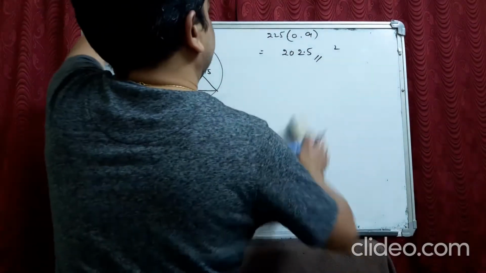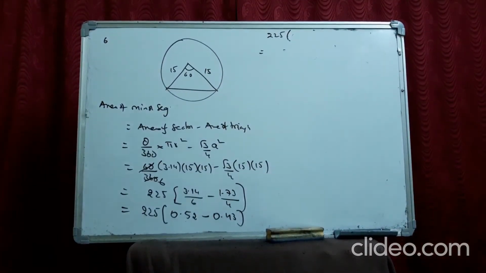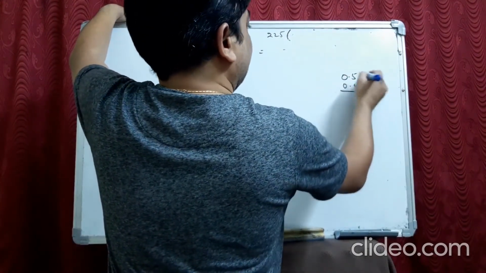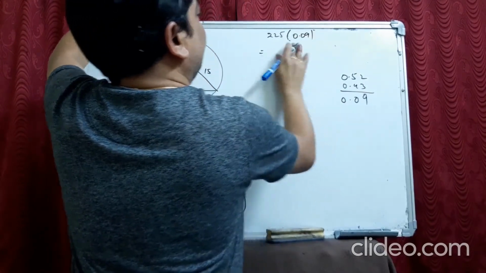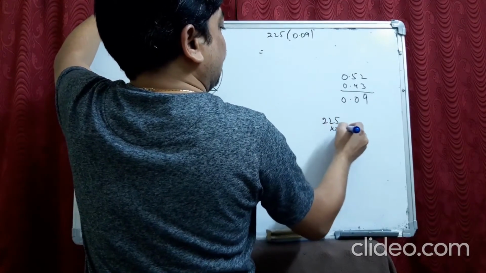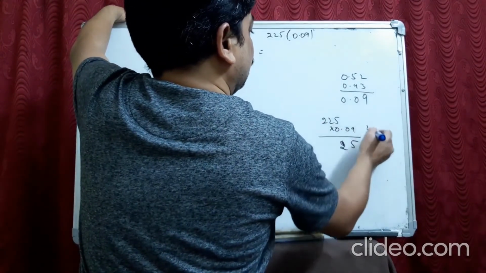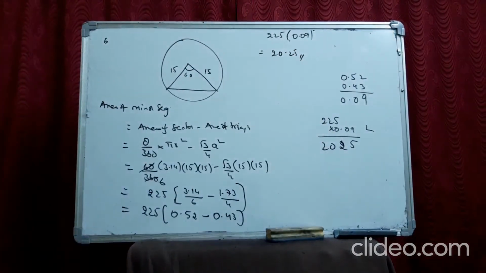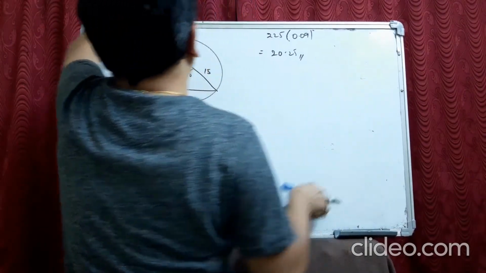Yeah, here the calculation. 0.52, we missed here, minus 0.43, it becomes 0.09. 225 into 0.09, I am taking only 2 decimals here. 5 9s are 45, 9 2s are 18, plus 4, 22.05... you can take 20.25. In the textbook they have given 20 point something because they might have taken all 4 decimals, but this is enough. Okay.